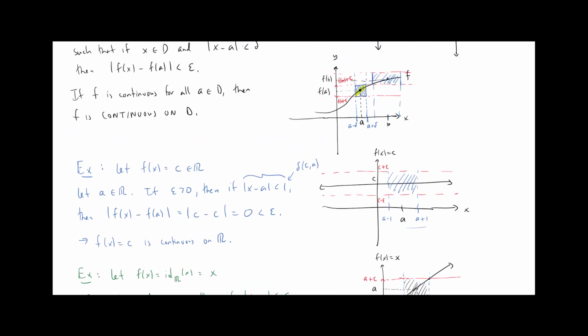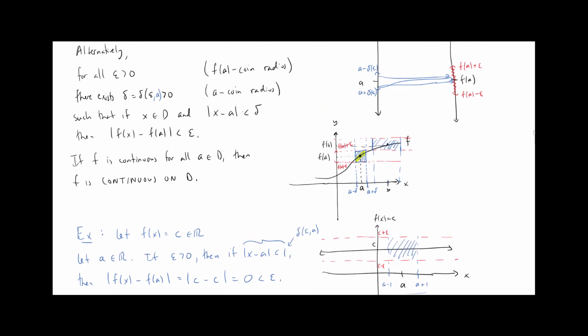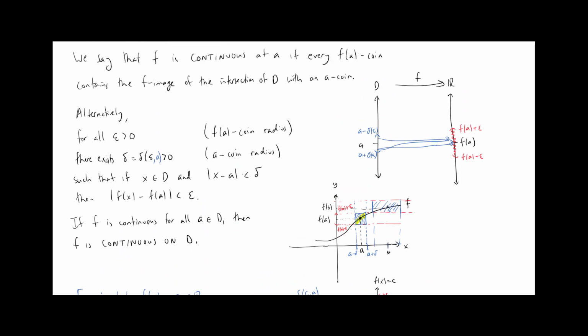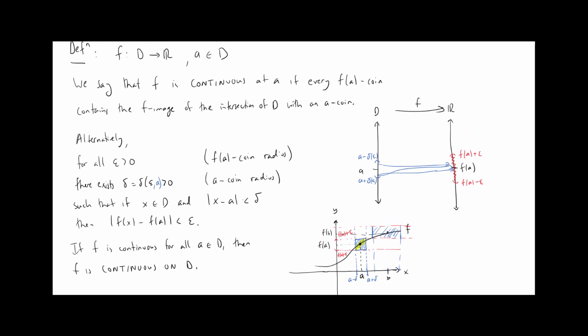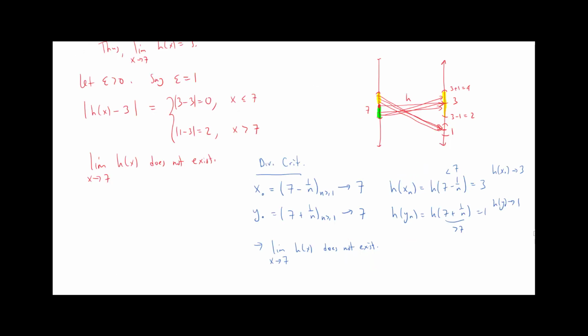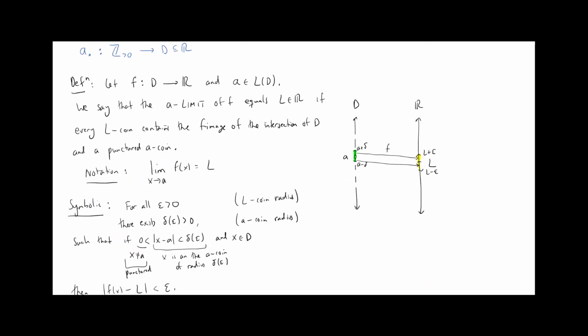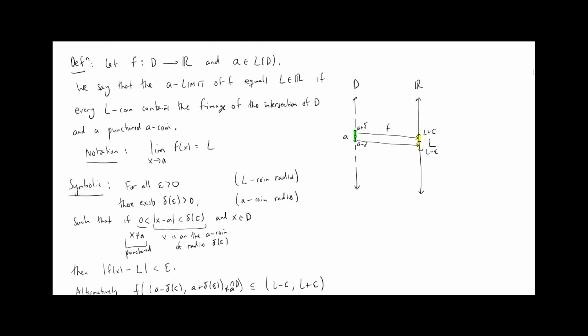All right, well, I say it's not obvious, but let's go back to the definition. The definition of continuity said that, let's actually get all the way up here, every f of a coin needs to contain the f image of the intersection of D with an a coin. Okay, this looks actually a lot like our functional limit definition. So if we head back to our functional limit definition, it said that the limit at a equals L if every L coin, okay, that would be f of a in our case, contains the f image, same thing, of the intersection of D, same thing.